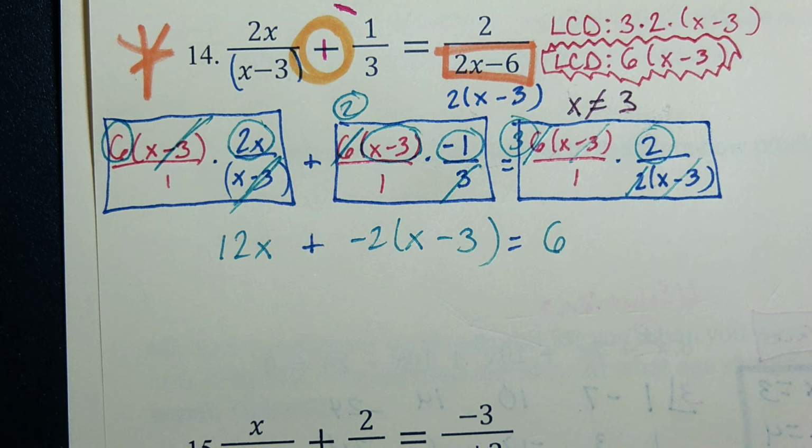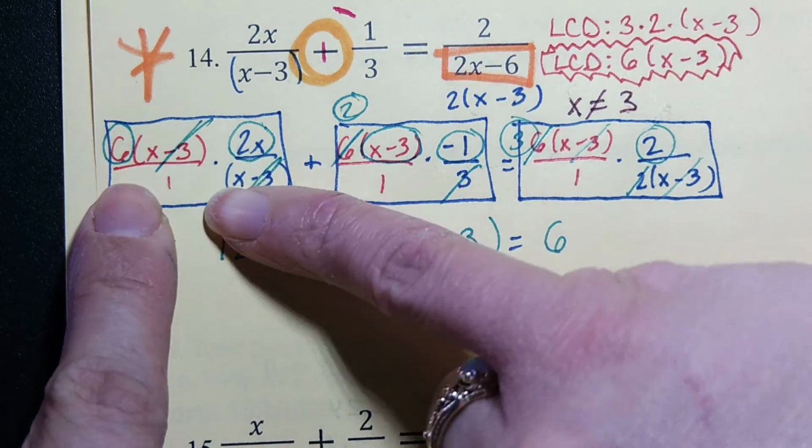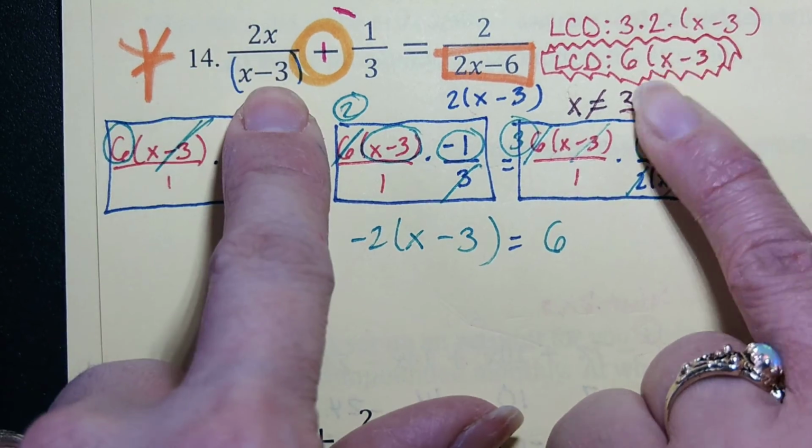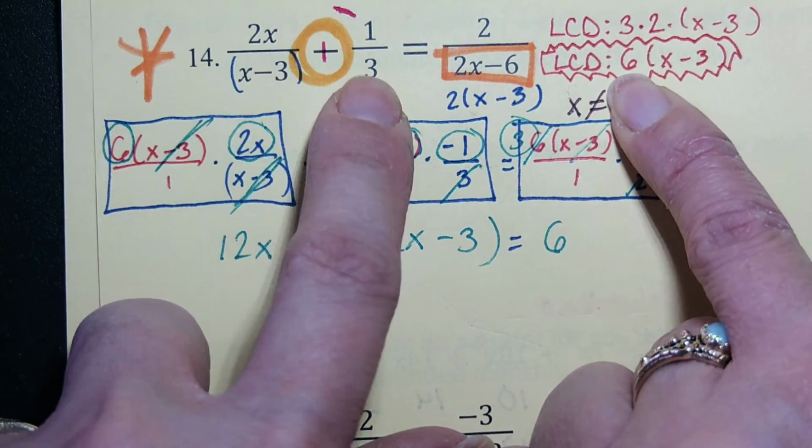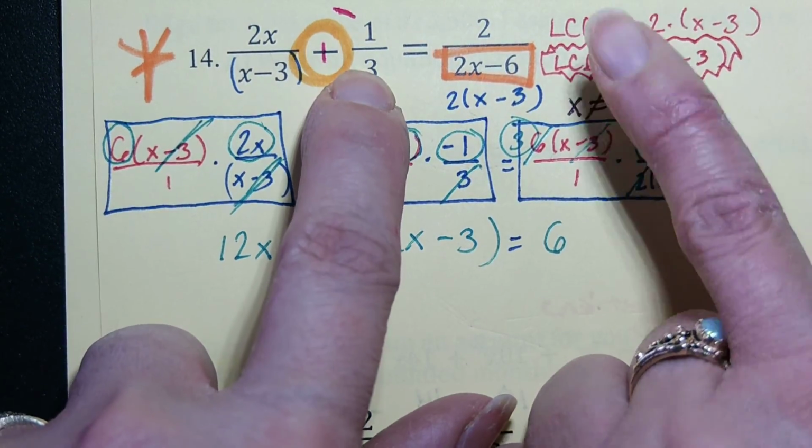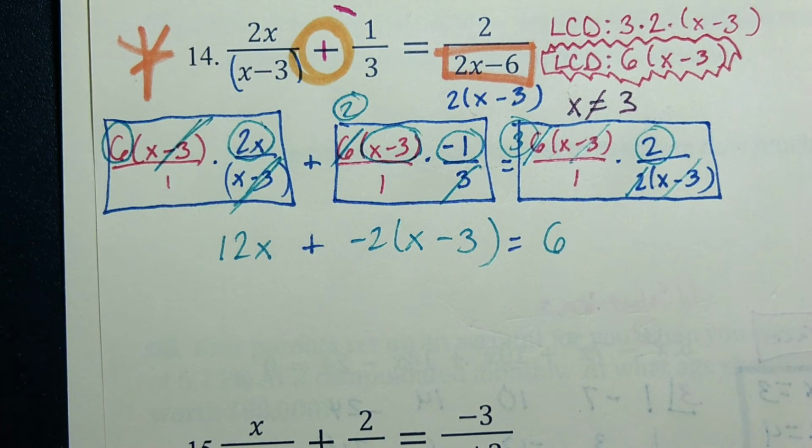Distribute, isolate your variable. Isn't there an easy way to do that? No, not if I write out everything. There's a shortcut that's faster. Yeah. You're doing the same thing, but you don't have to write the boxes. You can just think of multiplying this by this, crossing off the x minus 3, 6 times 2x, crossing off a 3 from both of those, 2 times that, times the negative 1. So some of you will be able to do that in your head. I like to show all of the work just because I'm less likely to make mistakes that way.